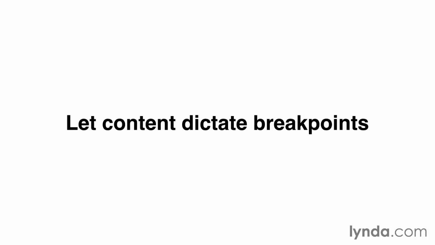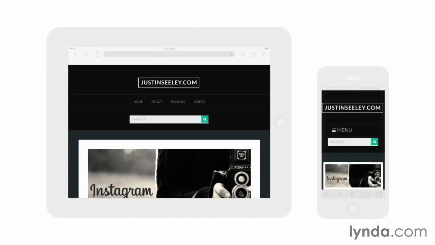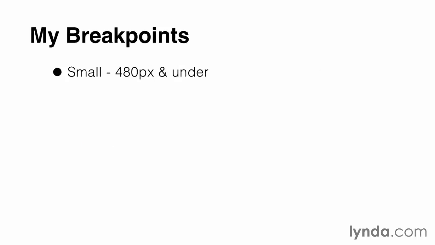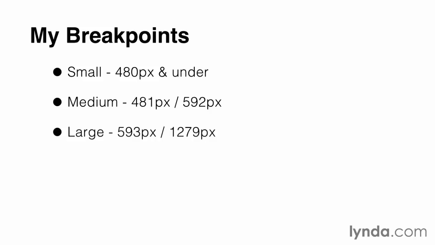Take my website, for example. If you view my website on a mobile device or a tablet like an iPhone or an iPad, you're definitely going to get a different experience. However, my breakpoints are determined by the content of the site and how it reacts at different screen sizes while I'm resizing the browser. Therefore, I've determined that I actually needed 4 breakpoints. A small breakpoint, which encompasses everything 480 pixels and under, a medium breakpoint, which is 481 to 592, a large breakpoint, which is 593 to 1279, and a desktop layout, which is anything over 1280.